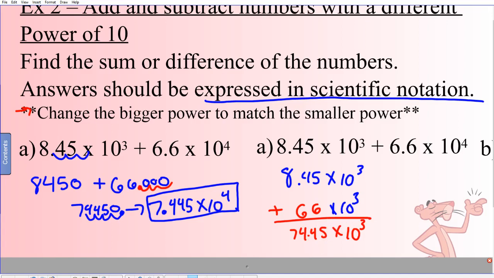So we need to move this decimal over 1 place to make this 7.445 times 10 to what power? Well, this number is too big. Our exponent is going to get bigger by 1 place. So we get 7.445 times 10 to the 4th power.